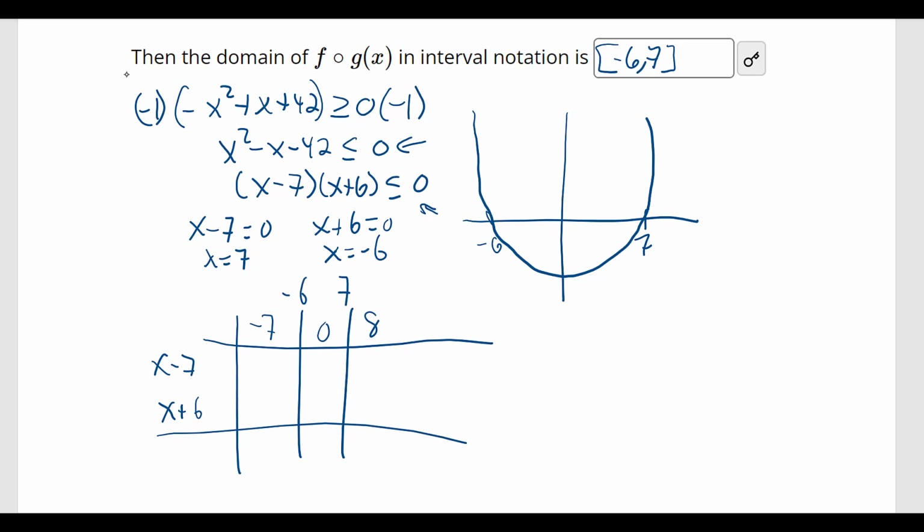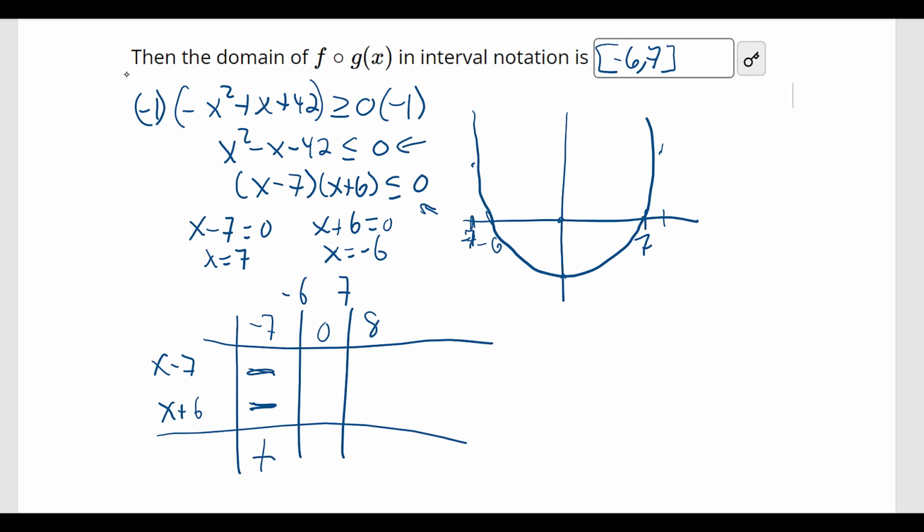We plug these test values in. These are test values for the different regions. And you can kind of see where it lines up, like the -7's here. So it should give me something positive. And then 0's here should give me something negative. And then 8's over here should give me something positive. So if I put the -7 here, -7 minus 7 is a -14. So I just need the sign as negative. -7 plus 6 is negative, and a negative times a negative is a positive.